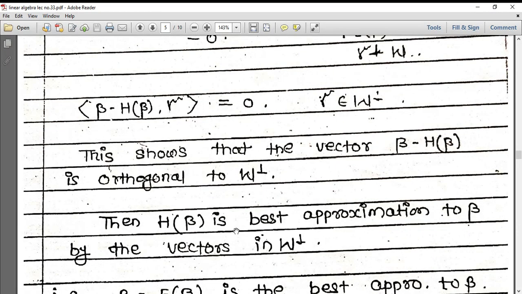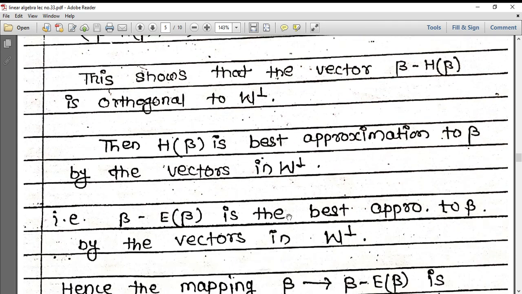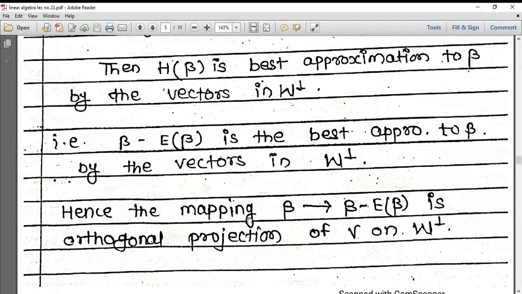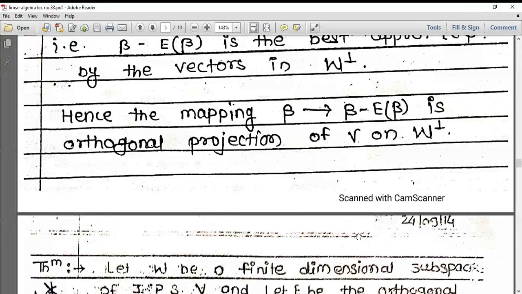Then H of beta is the best approximation to beta by vectors in W perp. Hence the mapping beta to beta minus E of beta is the orthogonal projection of V on W perp. This is the proof of the theorem.